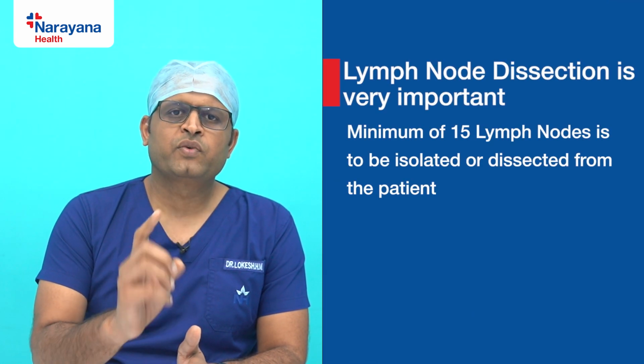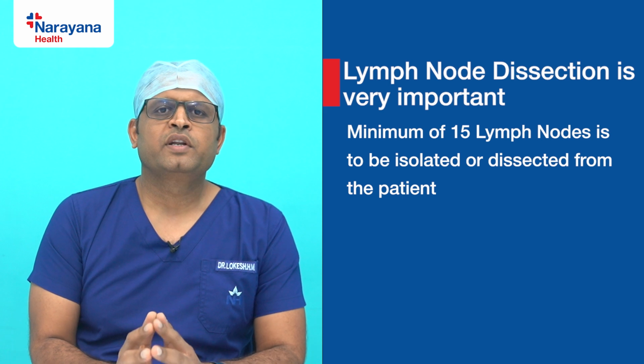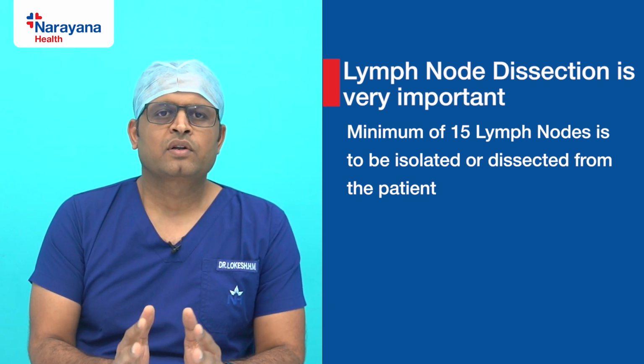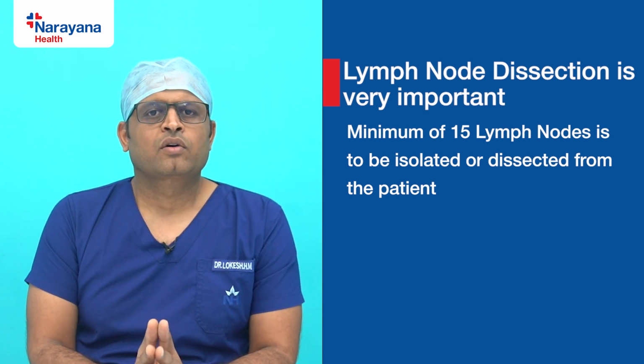Here the surgery means the removal of the colon, and removal of the lymph nodes is very important. After removal of the colon, it will be joined again, so that the patient will have normal stool passage from the anal canal. The lymph node removal is very important here. If you remove the lymph nodes properly, the chances of coming back will be very low. A minimum of 15 lymph nodes has to be isolated or dissected from the patient, so that there is proper staging of the colon cancer.